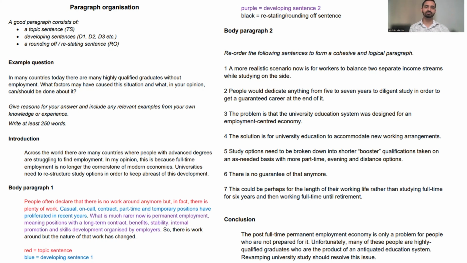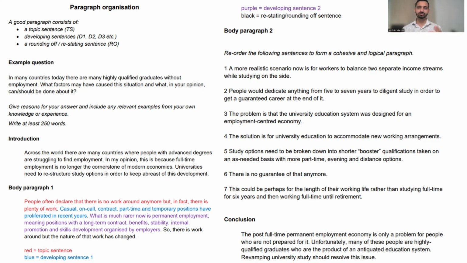All right, let's look at body paragraph 2. I want you to do this exercise on your own. In this exercise, you're going to reorder the following sentences to form a cohesive and logical paragraph. You've been given 7 sentences, and you have to reorder them. You have to come up with a topic sentence first, then developing sentences 1, 2, 3, 4, 5, and then a conclusion sentence. Try to do this activity on your own.